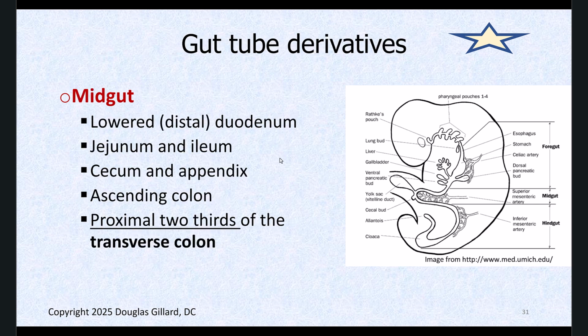What about the midgut? Well, that picks up from the lower distal duodenum, jejunum, ileum, cecum, appendix, ascending colon, and the proximal 2/3 of the transverse colon. And what's distal, proximal? What does that mean? That's the way that fecal material moves through the tubes. So it moves up the ascending colon, goes across the transverse colon. We're going proximal to distal, goes down the descending colon, proximal to distal. So that's how that works.